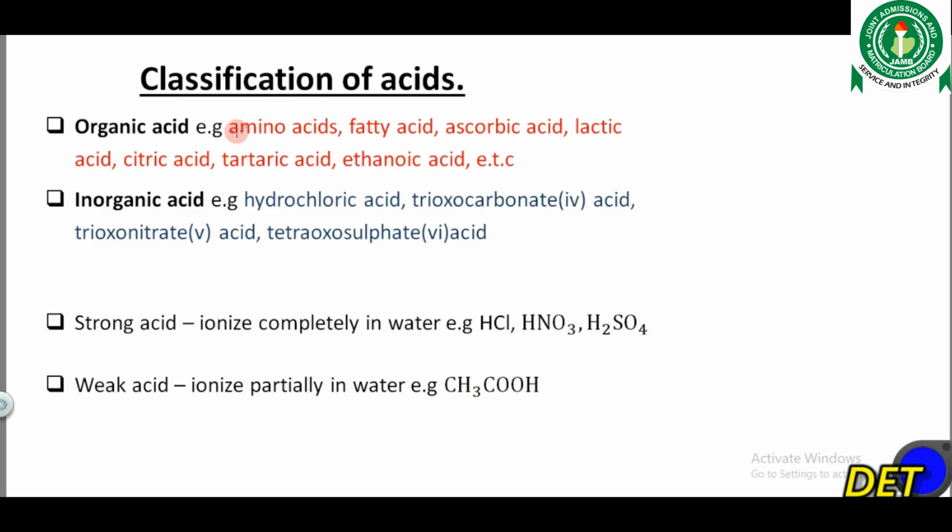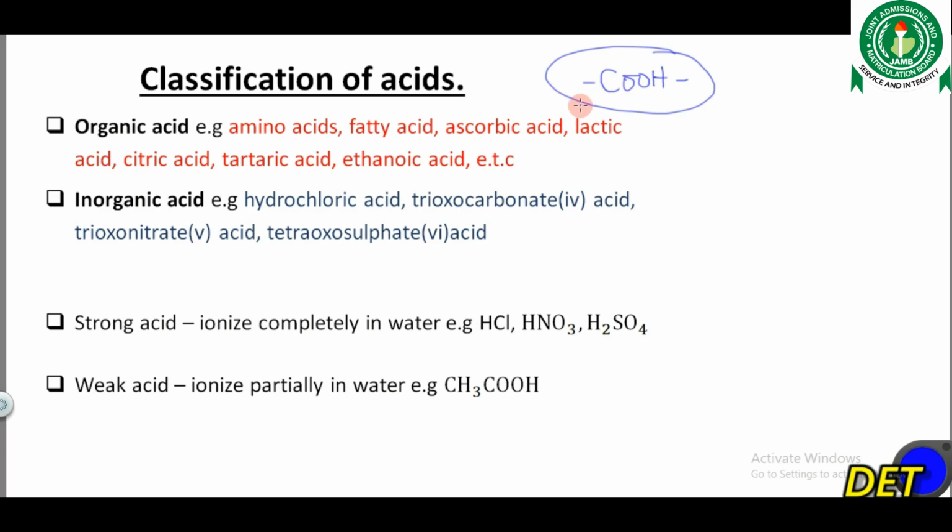The first class of acid is the organic acid. We have organic acids and the inorganic acids, right? So the organic acids are simply acids which contain carbon, usually in the form of COOH, the carboxylic group or the carboxyl group, right? Any acid that contains carbon in this form is referred to as an organic acid.